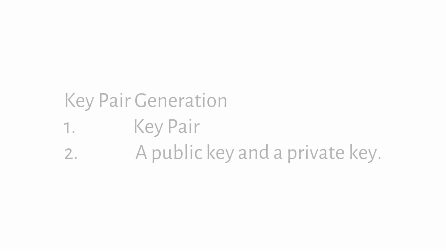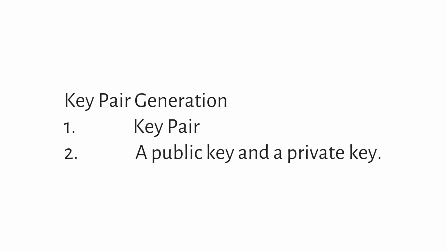The first step involves generating a key pair. This key pair consists of a public key and a private key. The public key is meant to be shared with anyone who wants to send you encrypted messages, while the private key is kept secret and known only to you.